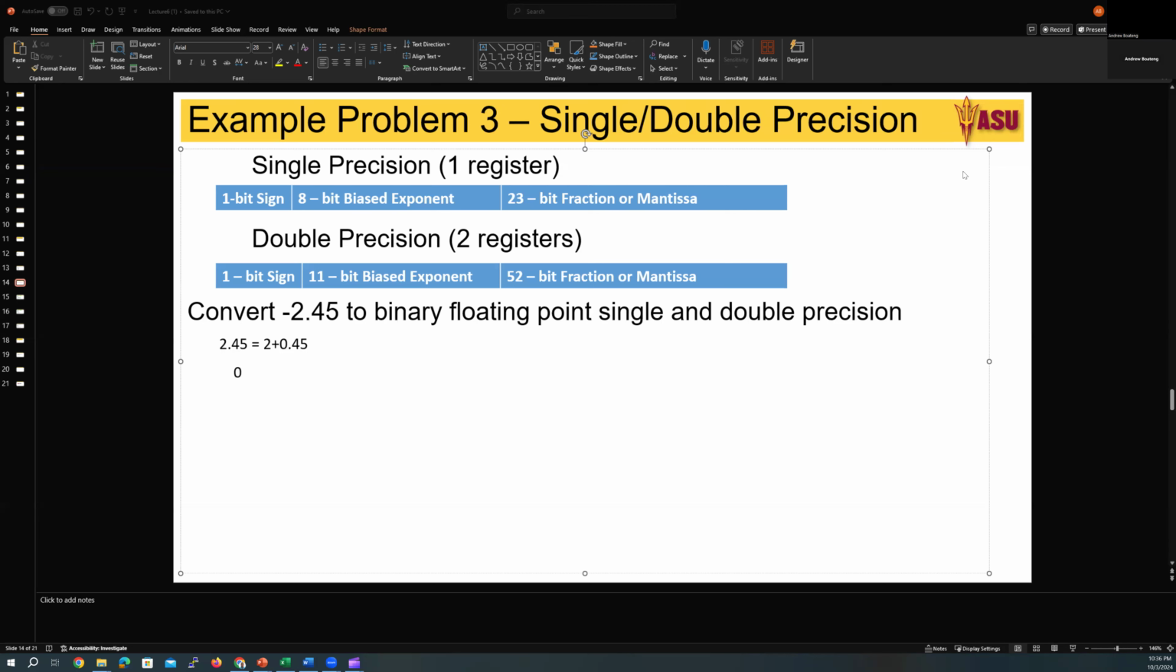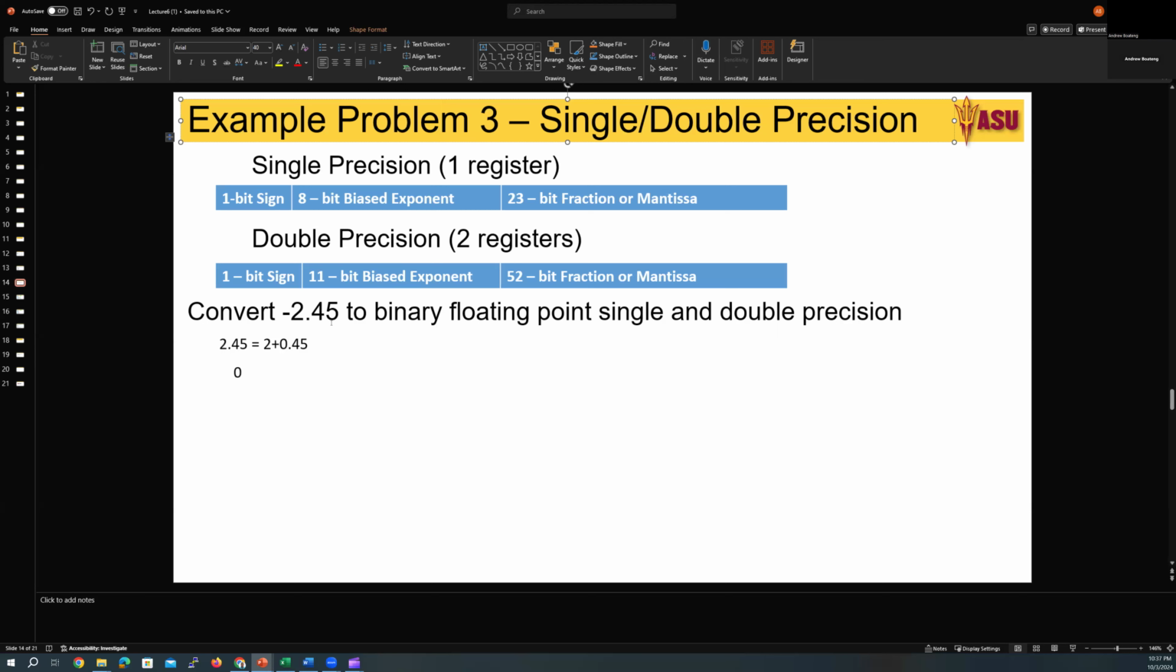Today, we're going to cover the single and double precision conversion. In this example, we're going to convert negative 2.45 to binary floating point single and double precision. For the purpose of this example, I'm just going to do single and point out the difference it would have been if it was double. So let's start. The question is: negative 2.45 to binary floating point single precision.